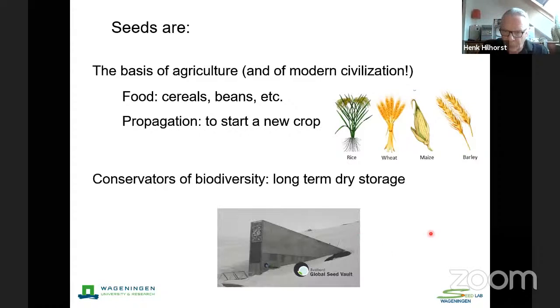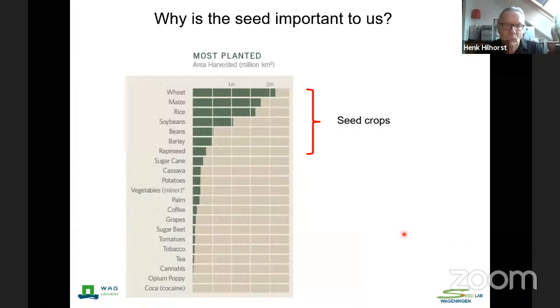And then sometimes we tend to forget this, but it is becoming very important nowadays in relation to climate change and so on: seeds are the most important conservators of biodiversity. That is because you can store them for a very long time under dry conditions. You may have heard of the Svalbard Global Seed Vault. It's up in the Arctic Circle, where seeds are stored, hopefully for thousands of years to come.